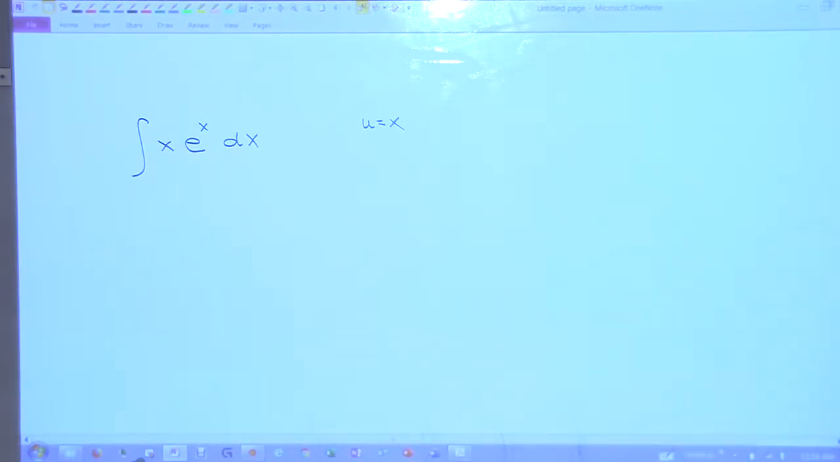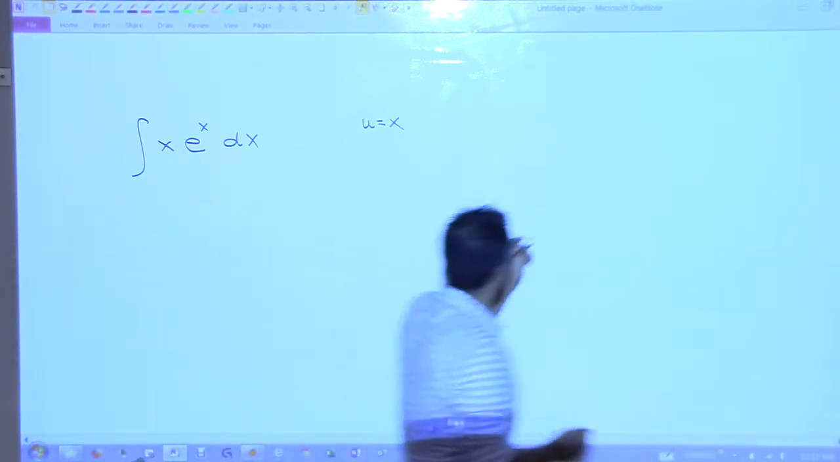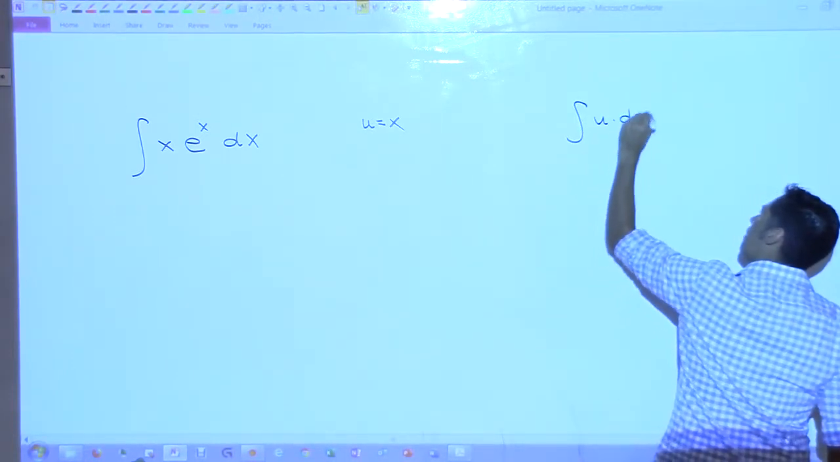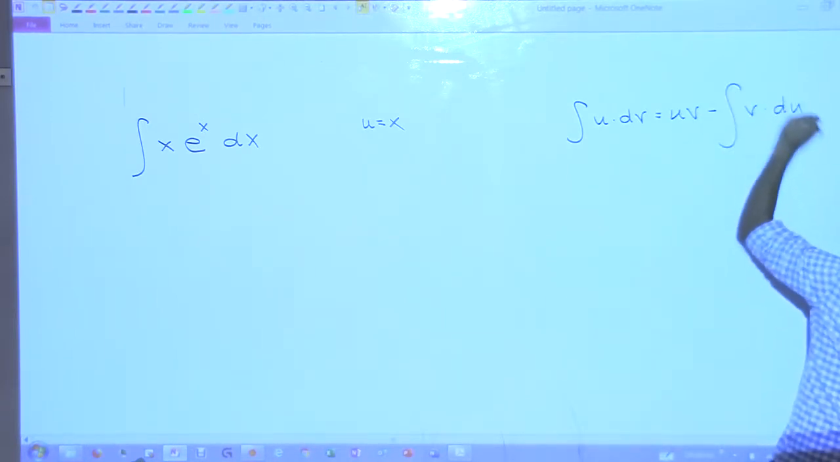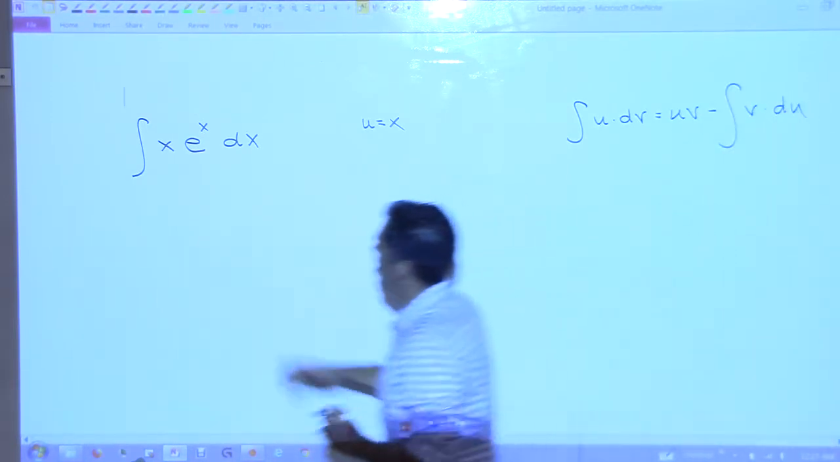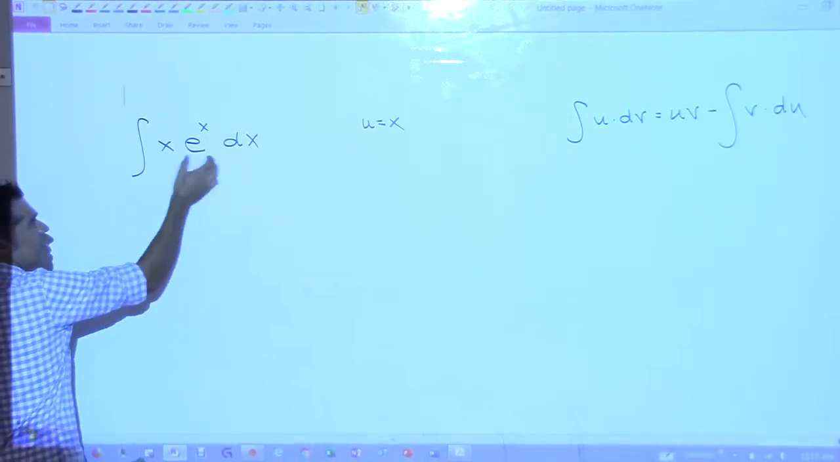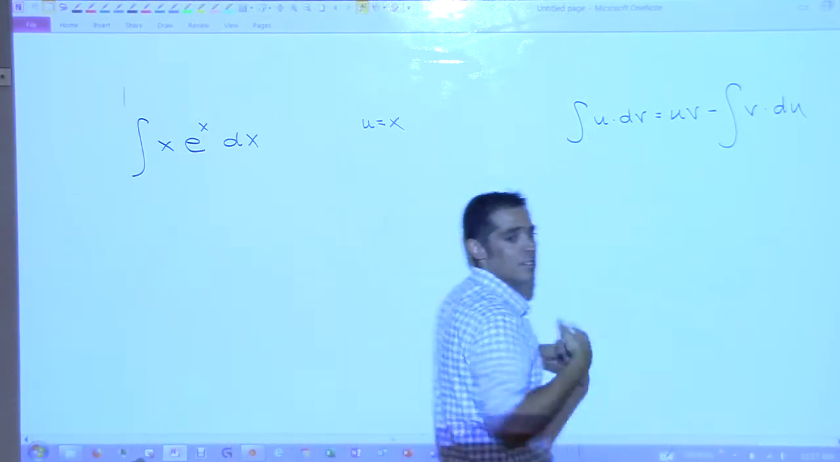So what we want to do with integration by parts is try and look at this as being two things. Put the formula up here again: the integral of u dv equals uv minus the integral of v du. If we're going to use integration by parts, one of these things has to be u, and the other one has to be the derivative of something.